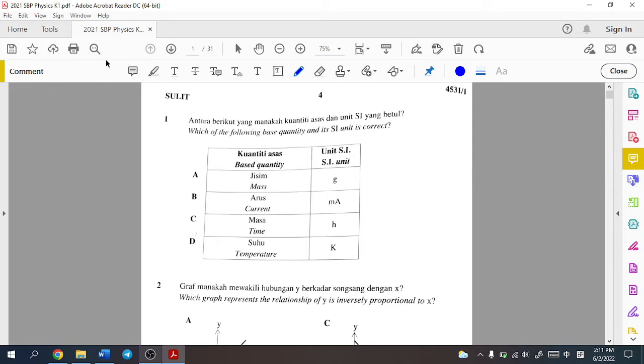So hello guys, today we are going to discuss Physics Paper 1 2021 SPP. So the first question, which of the following base quantity and its SI units is correct?